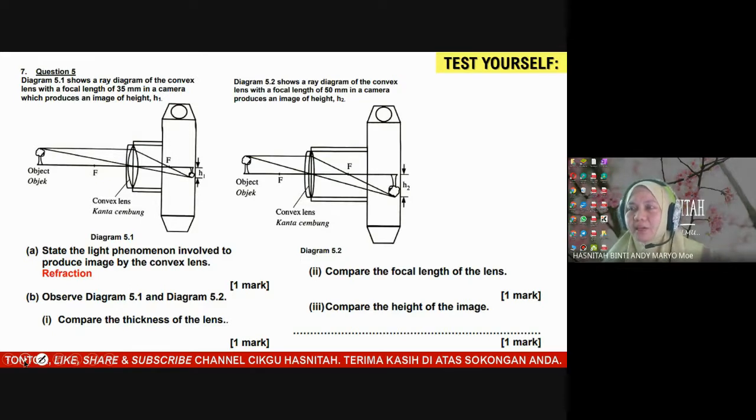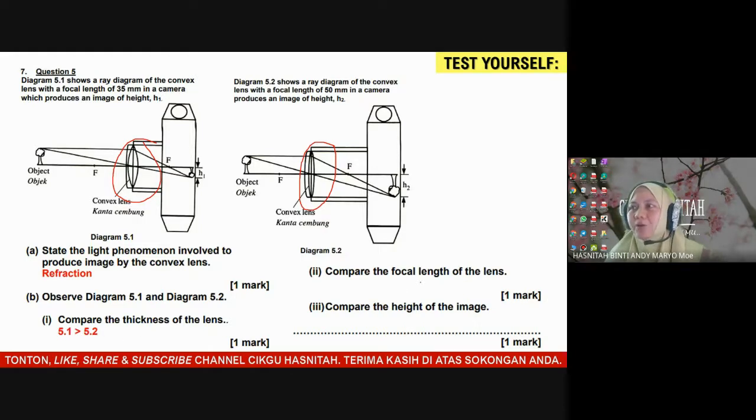Now observe both diagrams. Compare the thickness of the lens. Look at the thickness in 5.1 and 5.2. Which one is thinner and which one is thicker? You can say the thickness of 5.1 is greater than 5.2, or 5.1 is thicker than 5.2.